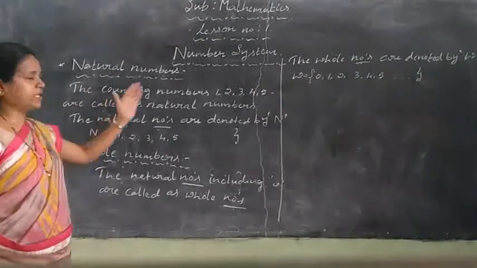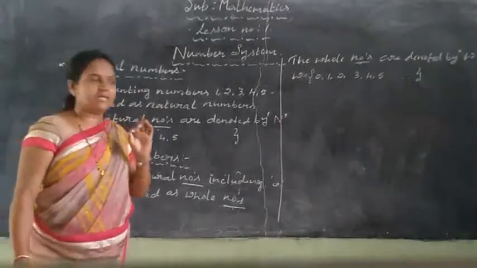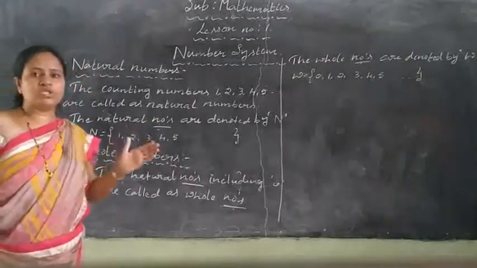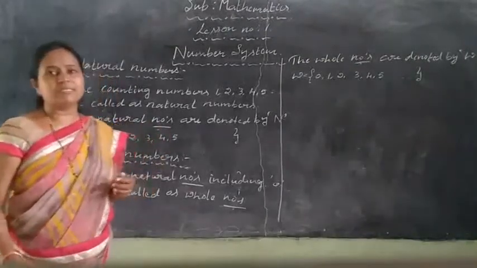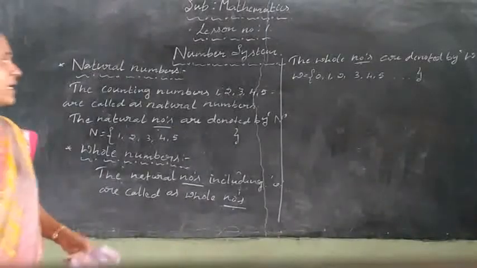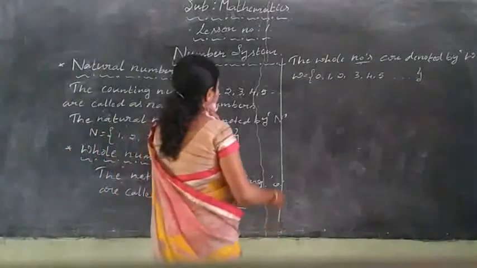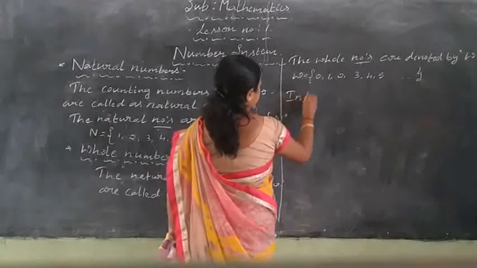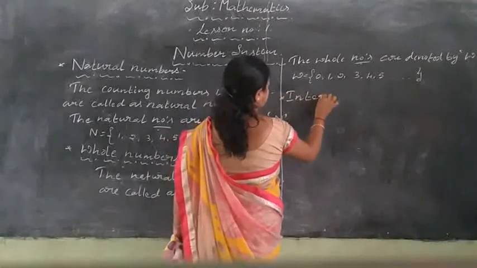In natural numbers and in whole numbers, there is only one difference. That is, in natural numbers there will be no zero, whereas in the case of whole numbers there will be a zero, children. Got it? So next we should take up integers. So the next one is integers.